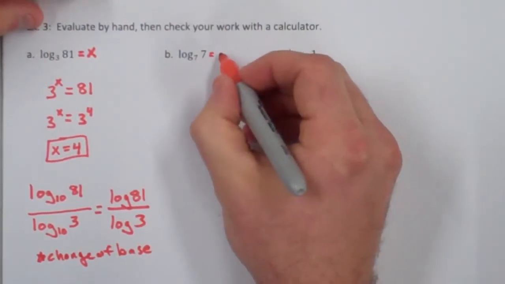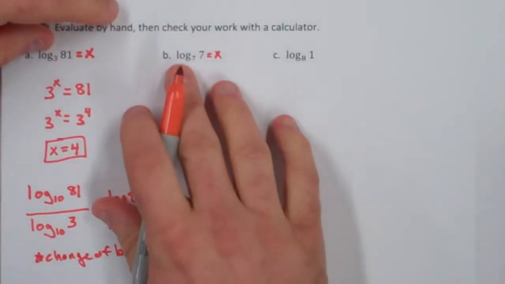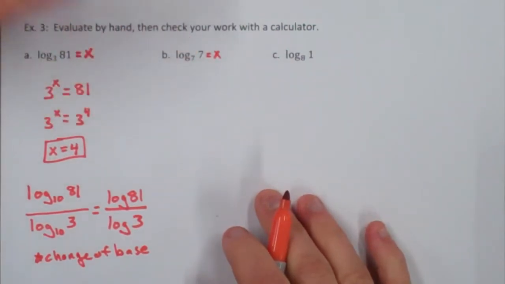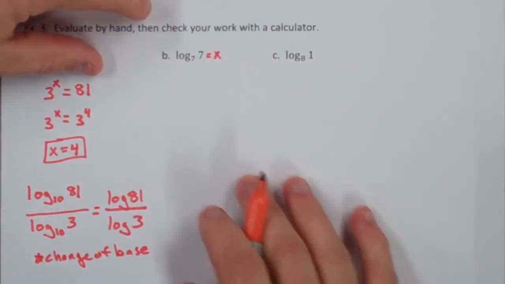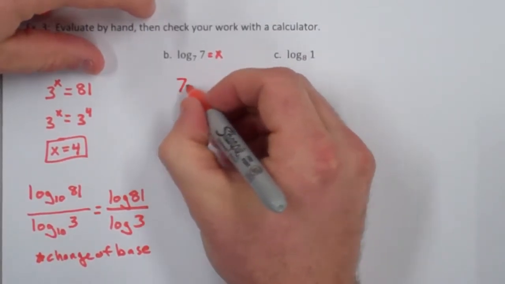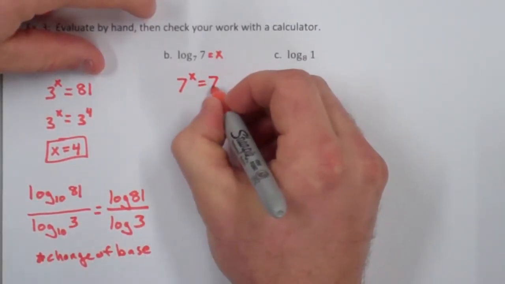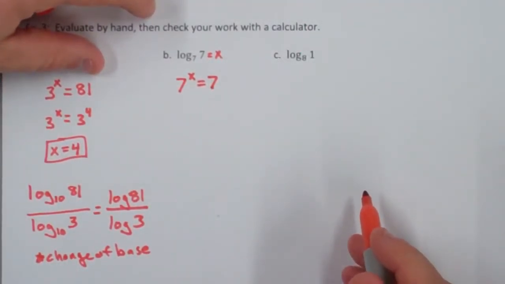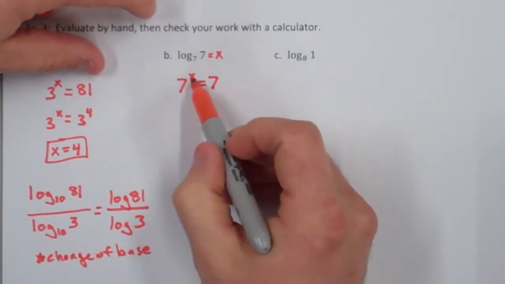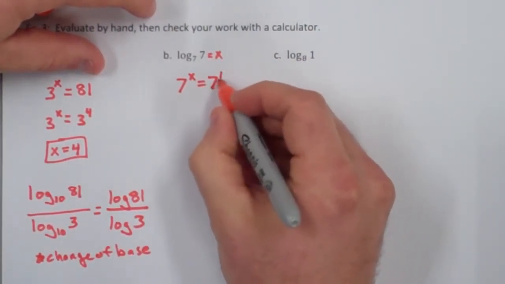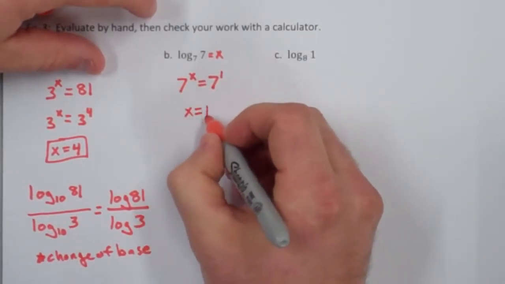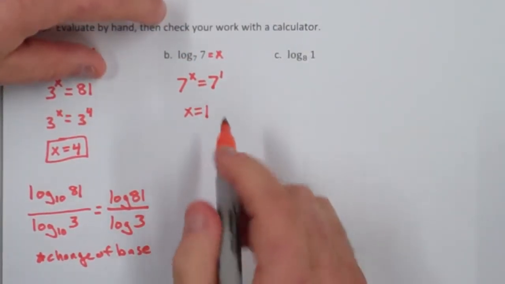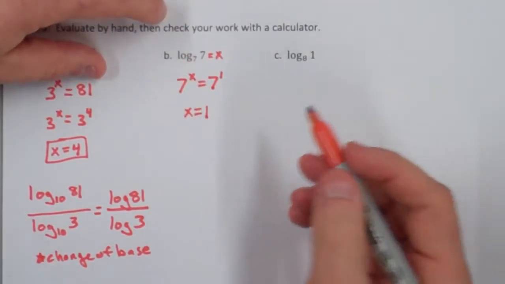So with the next one, we can introduce a variable, set this whole left side equal to x, and this is really asking us, 7 to what power is 7? Well, the answer is 1. To show you how this works, we're going to change this into exponential form. So you can see here that the base is 7, the exponent is x, and the argument comes over here to the right-hand side. So 7 to the x power, or 7 to the first on the right-hand side, x must be 1. So if you ever have a base and an argument being the same, the value of this whole expression is just 1.